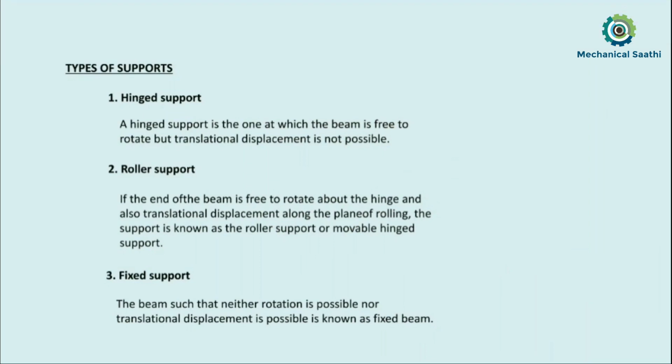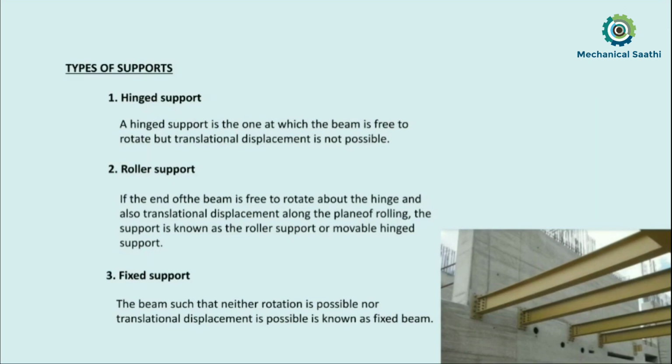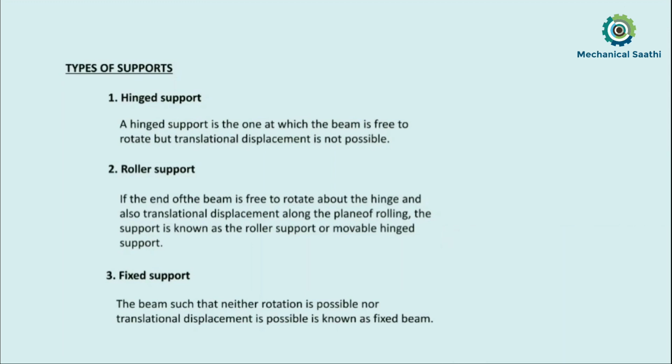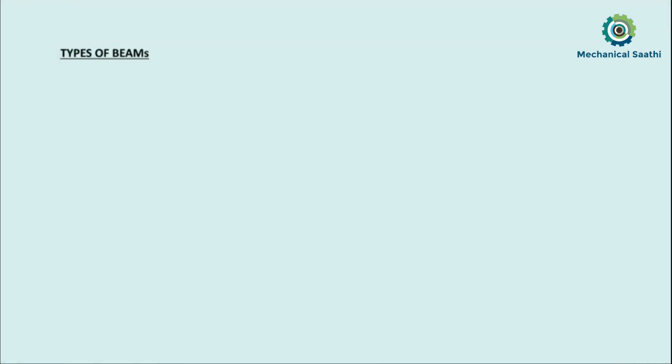Now let us see an example of this support, that is the fixed support. Here you can see that at this end the structural member, which is a beam, is fixed. Likewise, this end may also be fixed. For this type of support, there will be no translational motion and no rotational motion possible, and that kind of support is known as the fixed support. Now let us move on and discuss different types of beams.